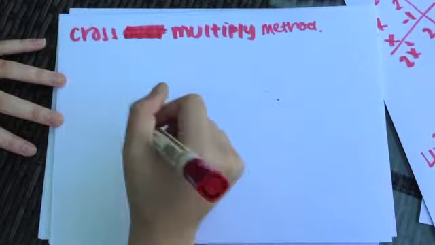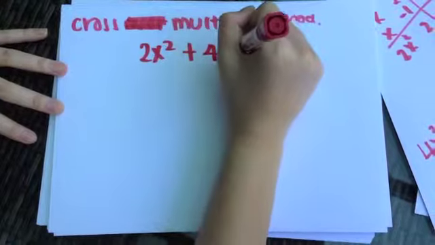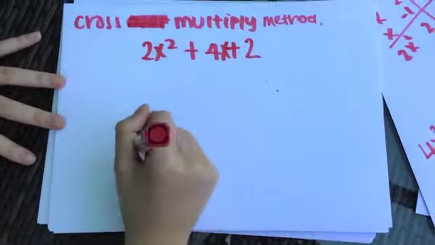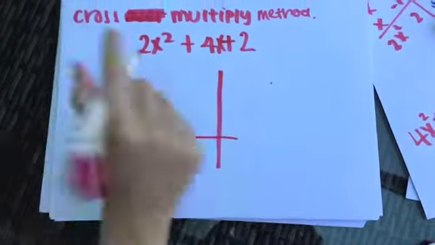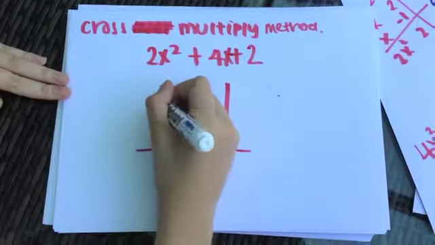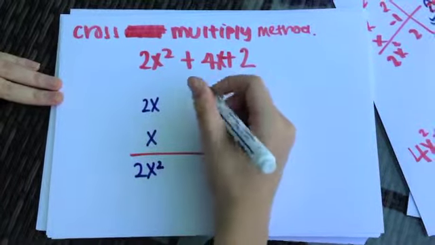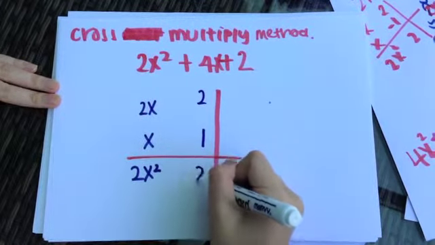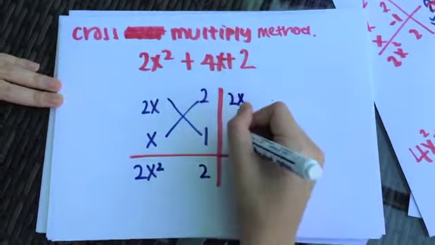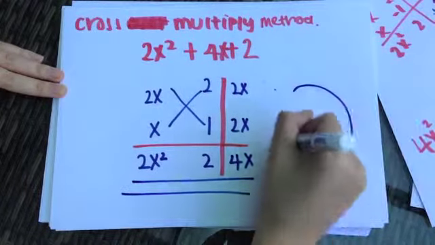So for the cross multiply method, for the 2x squared plus 4x plus 2, you draw the box, what we said before, and it will be 2x times x, which gives you 2x squared, and 2 times 1 equals 2. If you cross multiply, it should be 2x times 2 equals 4x, which proves the theory.